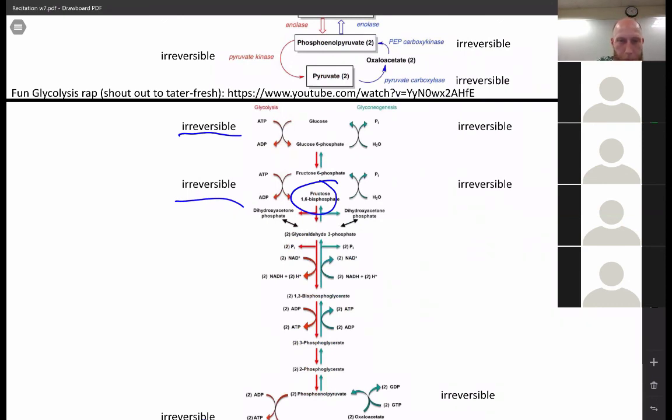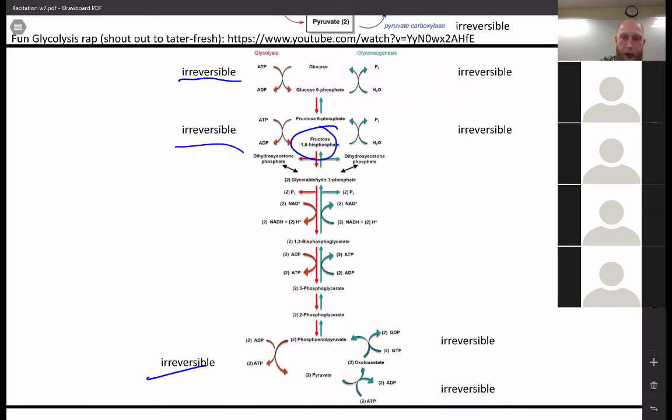But back to the slide. When we're talking about the irreversible steps, we're really talking about the steps that are going to be regulated very closely to make sure that we're not doing both glycolysis and gluconeogenesis at the same time, as well as the steps that require some kind of energy, or are going to be positive delta Gs, so we're not going to be able to go backwards once we've completed the reaction.